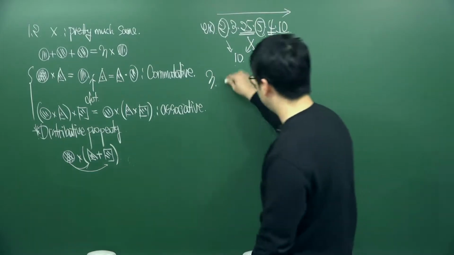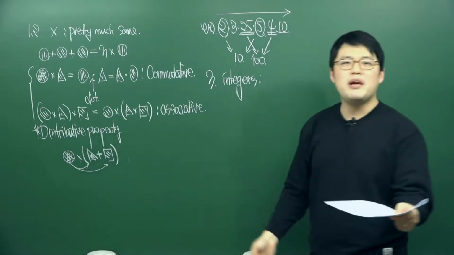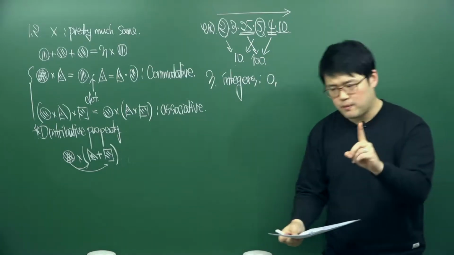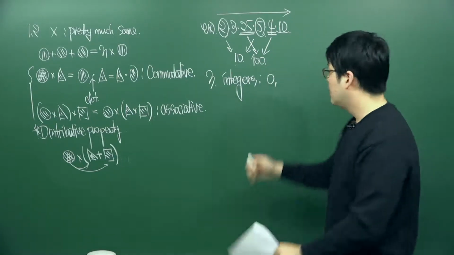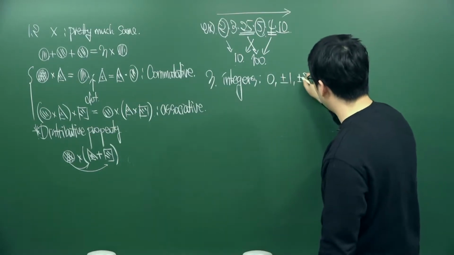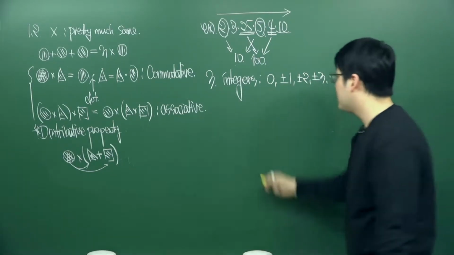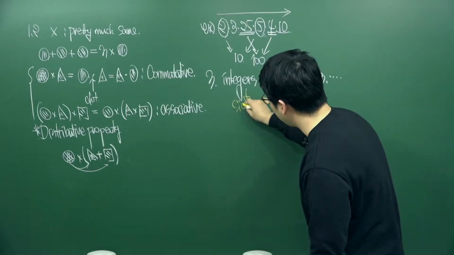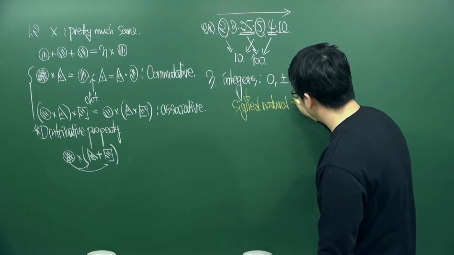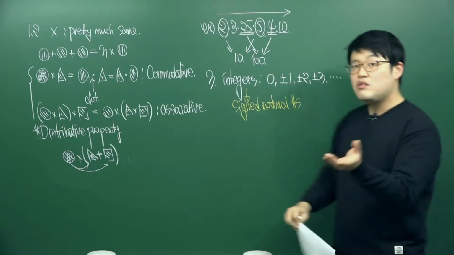Now, think about integers. I'm just going to write integers in this manner. Integers start from, well, we can make it start from 0. And look at 1. It can be positive 1, it can be negative 1. Think about 2, positive or negative 2, and so on. We have signed natural numbers. I call them signed natural numbers.